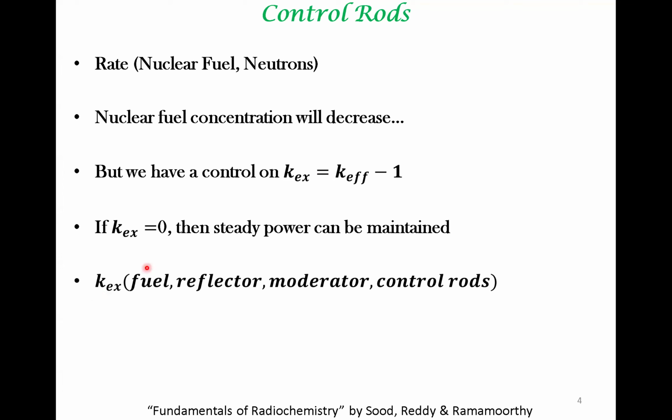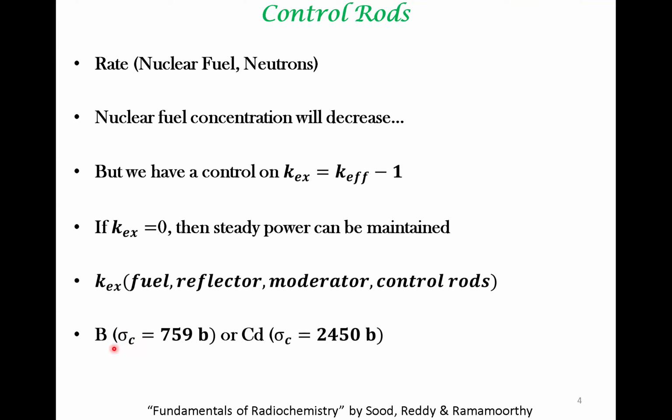So K excess is a function of many factors. It depends upon the fuel that is present, reflector, moderator, and the control rods. The main discussion here is on the control rods. A control rod is a component which has high absorption cross-section for neutron. C refers to capture cross-section.